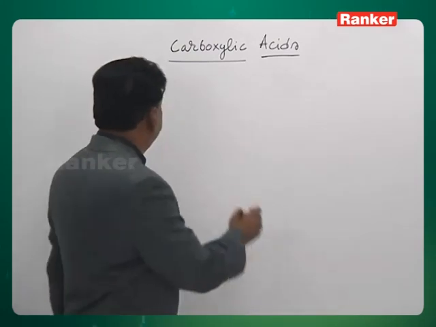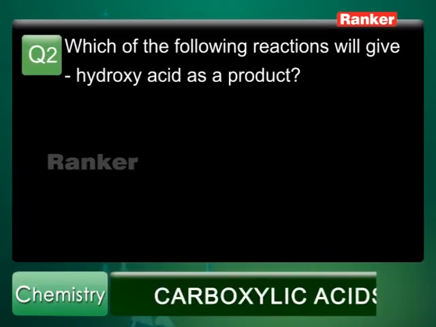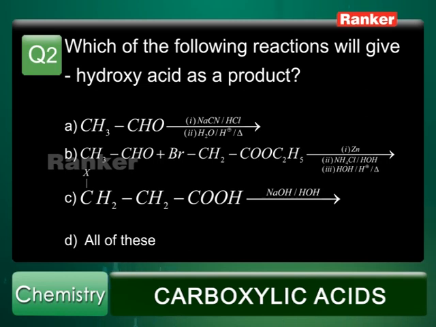Now let us see question number 2. Which of the following reactions will give an alpha hydroxy acid as a product? The first answer is acetaldehyde with sodium cyanide. A cyanide group is added on the carbonyl group followed by hydrolysis, that gives an alpha hydroxy acid. The second one, B, is acetaldehyde with alpha bromo ester. This is actually known as the Reformatsky reaction, in which alpha beta unsaturated acids will be the answer, that is the wrong answer. Answer C is a beta hydroxy compound with hydrolysis, you will get a beta hydroxy acid. So all of these are wrong answers.